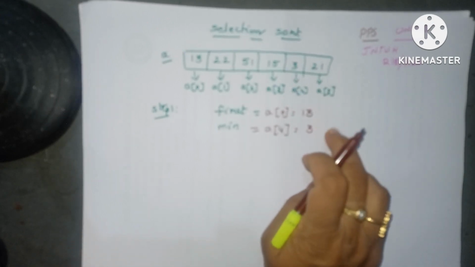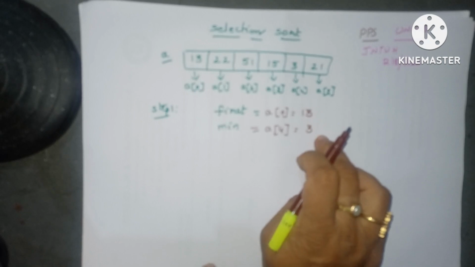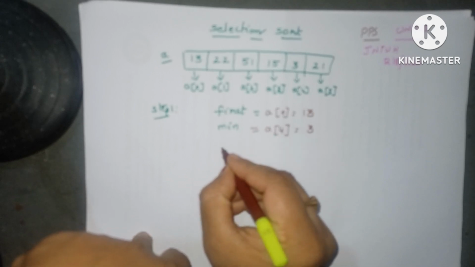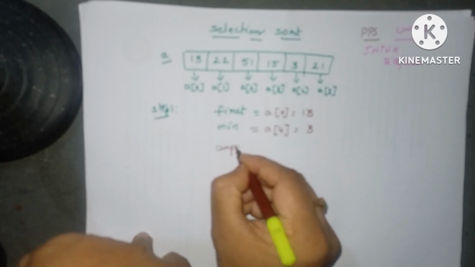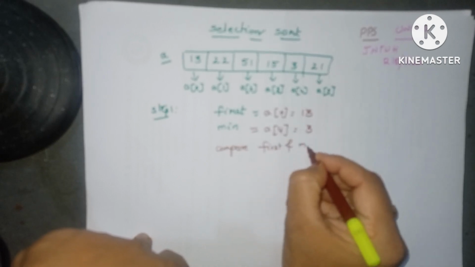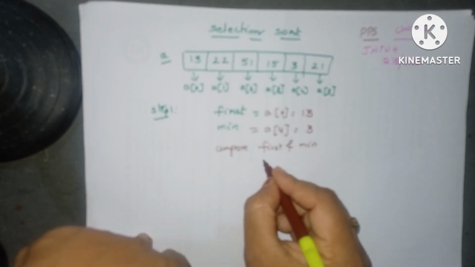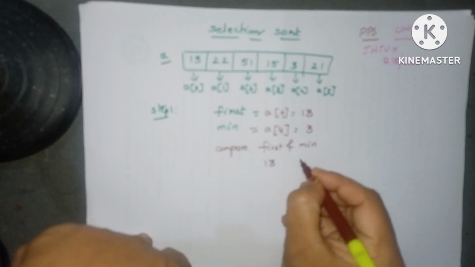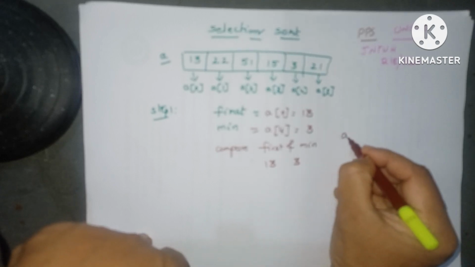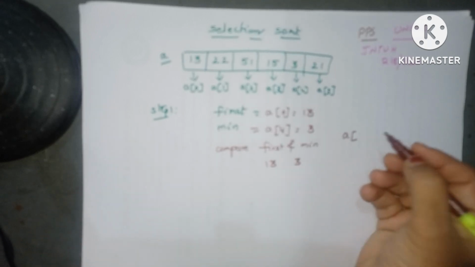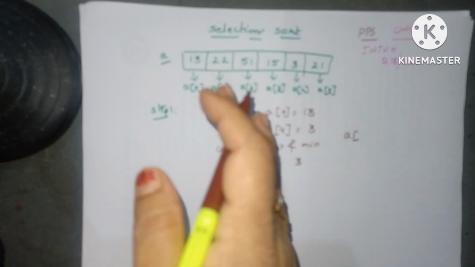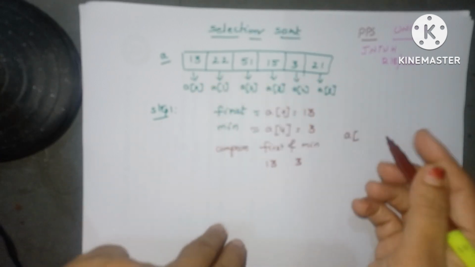So the first element is 13. The minimum element is 3. Then compare the first element and the minimum element. The first element is 13 and the minimum element is 3. We want to arrange all the elements in sorted order, which means ascending order. The smallest element is always in the first position.